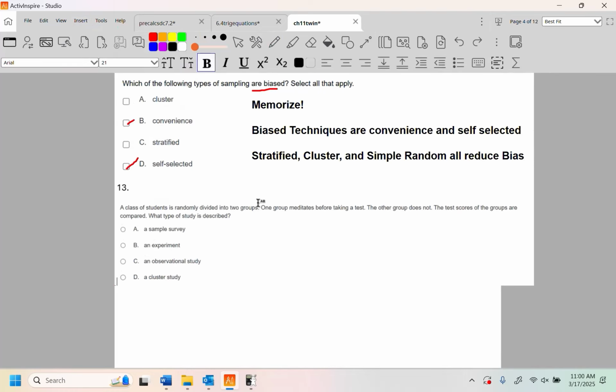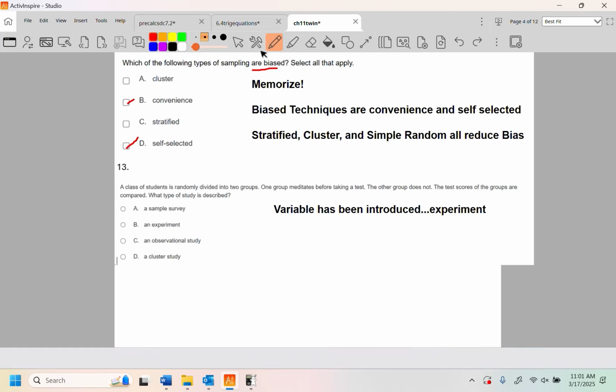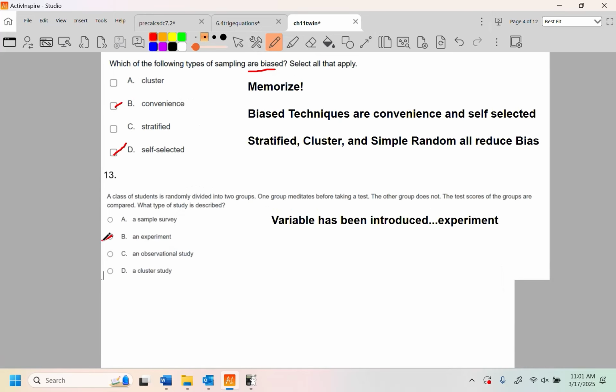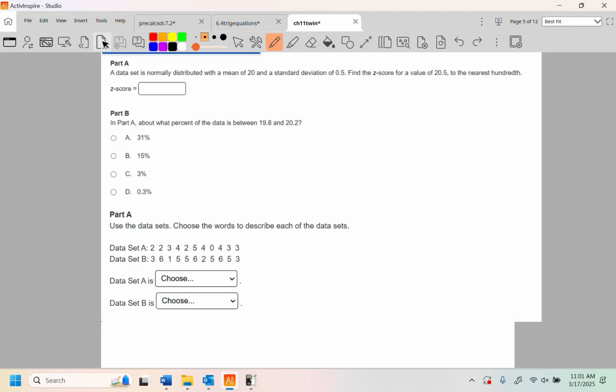All right, a class of students is randomly divided into two groups. One group meditates before taking a test, the other group does not. This has all the elements of an experiment. You can tell that a variable has been introduced. That is a dead giveaway to being an experiment. Whether it be a controlled experiment or not, it is an experiment. It's not necessarily a controlled experiment because we didn't assign things randomly, but it's definitely an experiment.